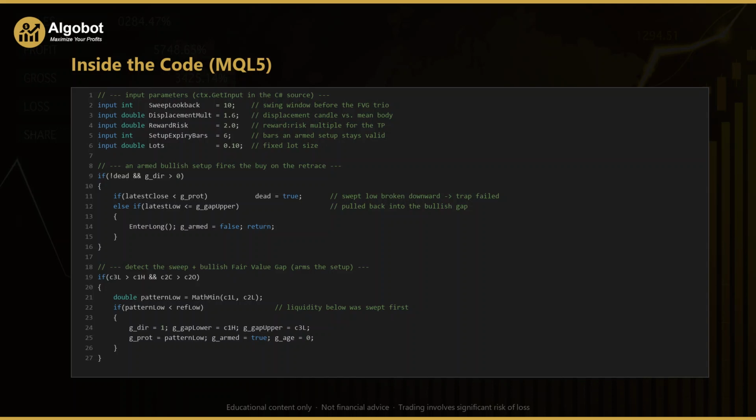The second block is where a fresh long is detected. The condition C3L greater than C1H confirms the fair value gap, candle 3's low sitting above candle 1's high, while C2C greater than C2O confirms the displacement candle closed bullish. Then PatternLow, the lowest low of the first two candles, must be below RefLow, proving the sweep happened first. When all of that is true, the EA stores the gap bounds and the protective level and arms the setup.